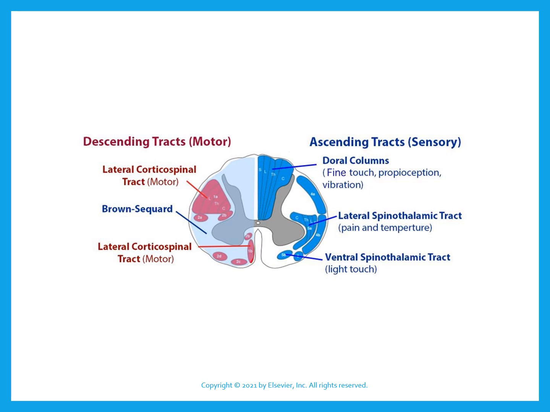So complete spinal cord injuries are going to affect all of the tracts, and that's why we see sensory loss and motor loss. But we're going to discuss a couple of different types of spinal cord injuries throughout this lecture, and it's important to keep this image in mind because it will help you discern how the injury is going to affect the patient.